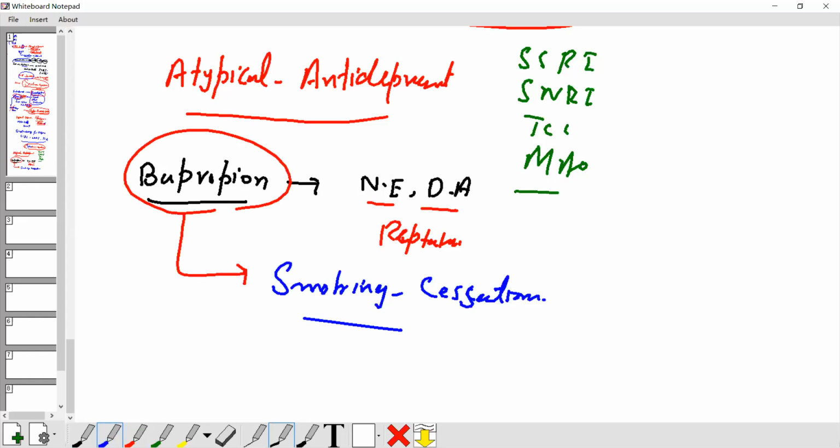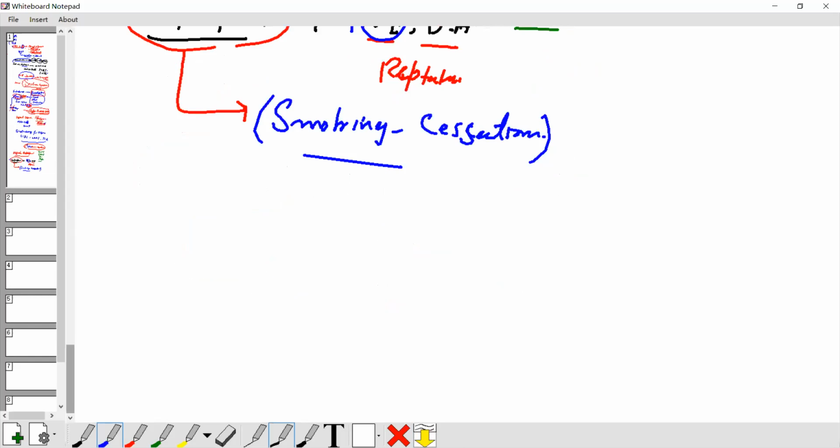Okay. How do we use it for depression? Because it increases norepinephrine. If other drugs like SSRI, SNRI, TCA, monoamine oxidase inhibitor are still not effective for the patient, we can go for an atypical antidepressant like bupropion. Okay, bupropion is also used for depression. The important use to keep in mind is smoking cessation. If someone wants to quit smoking, we can use bupropion in that patient.